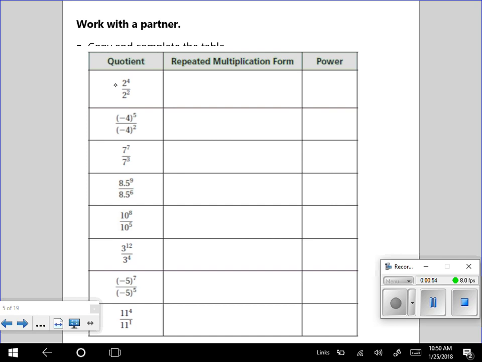So here we have a quotient with powers involved. We have 2 to the 4th divided by 2 to the 2nd. It wants us to write it out in repeated multiplication form, or expanded form. So 2 to the 4th will look like 2 times 2 times 2 times 2 over 2 to the 2nd, which looks like 2 times 2. So what it wants us to give is a power.